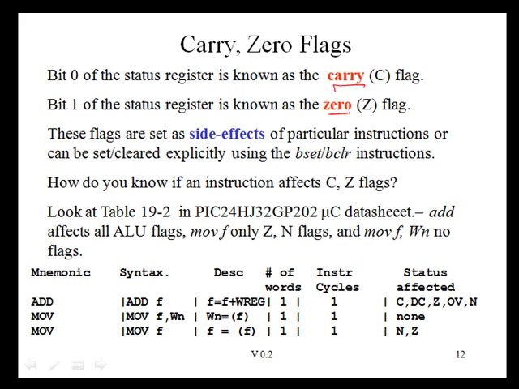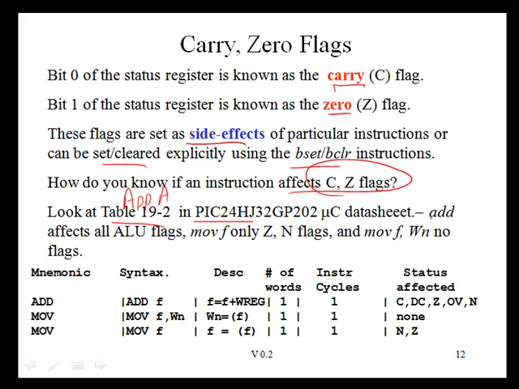The carry and Z flags are two flags that are set as side effects of particular instructions. They can also be set or cleared explicitly using the bit set, bit clear instructions. So how do you know if an instruction affects the carry and zero flags? Well, you need to look at the information in the PIC24 data sheet, or you can look at the information in Appendix A in the textbook.